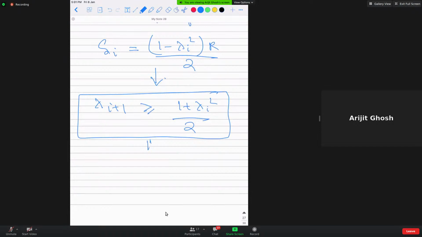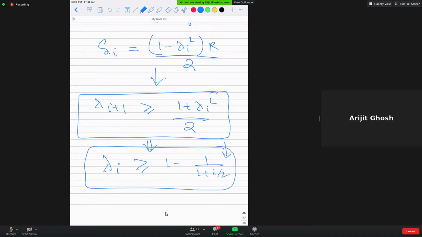But what you can show is this would imply that lambda I will be greater than or equal to 1 minus 1 by 1 plus I by 2. Again, this is not obvious from this. This requires some number of steps. I'm just writing it from my notes. But this recurrence inequality will give you this.